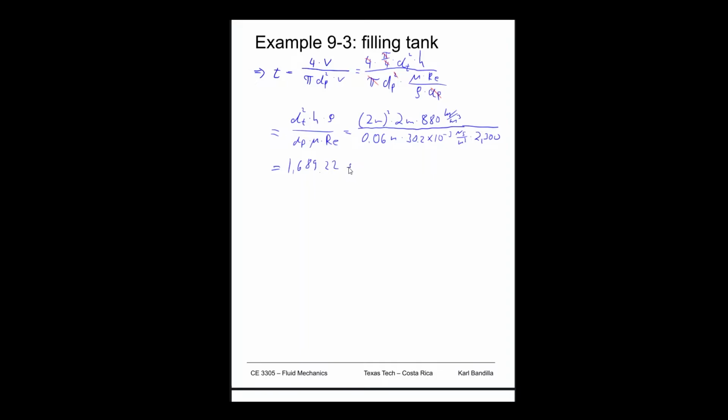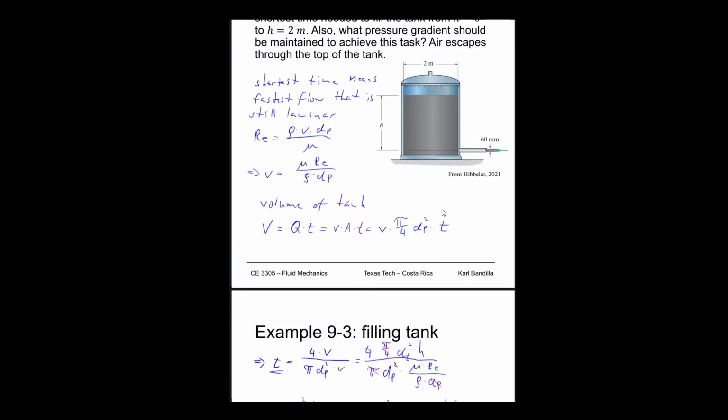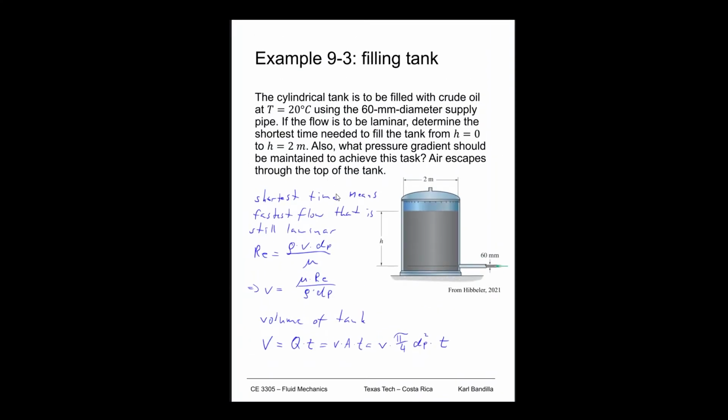All right, with that, let's plug the numbers in, and we get 1,689.22 seconds. If we divide that by 60, then we get 28.15 minutes. That's how long it takes us. It would take 28 minutes to fill the tank up to the level that we want at 2 meters, and still have laminar flow in the pipe. All right, so that was the first question.